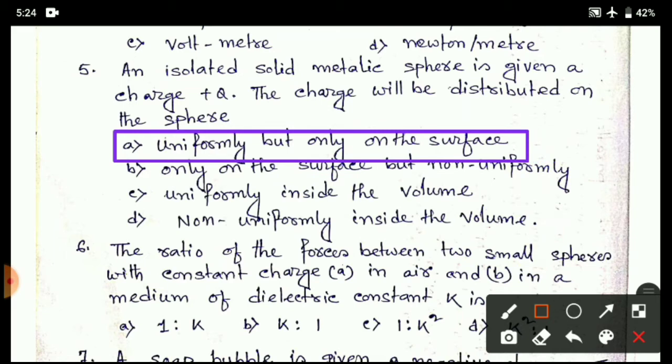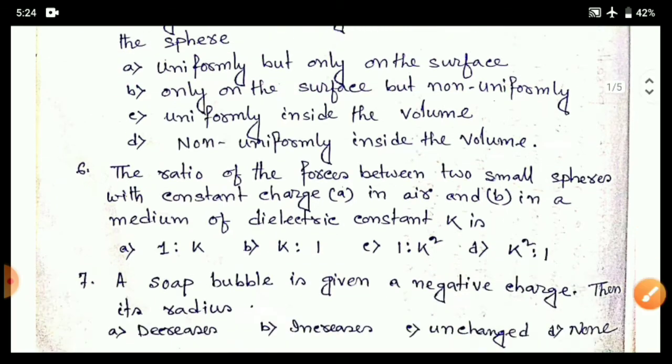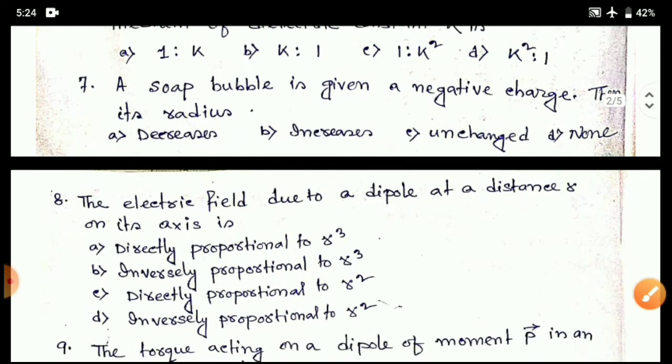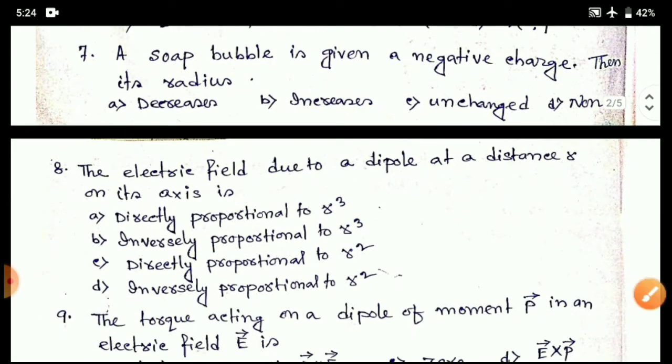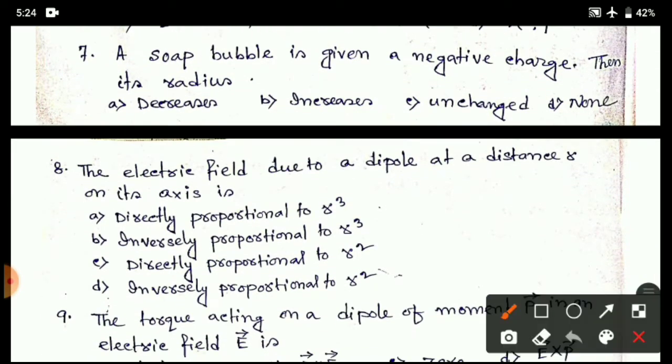Question 6: the ratio of the force between the two small spheres with constant charge, A in air and B in medium of the dielectric constant K, is, option B is the right answer, K is to 1. Question number 7: a soap bubble is given negatively charged, then its radius increases.